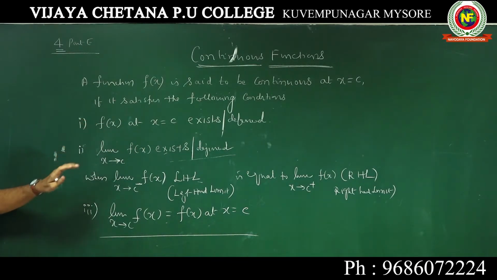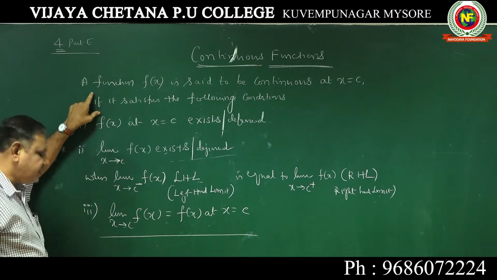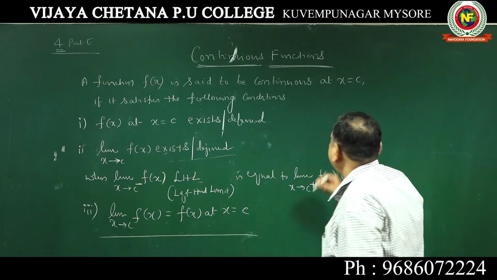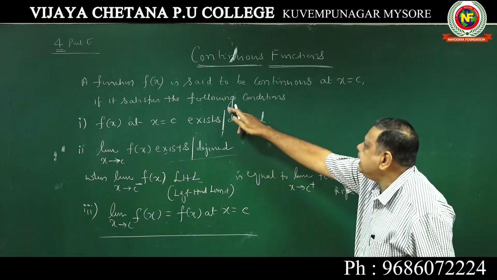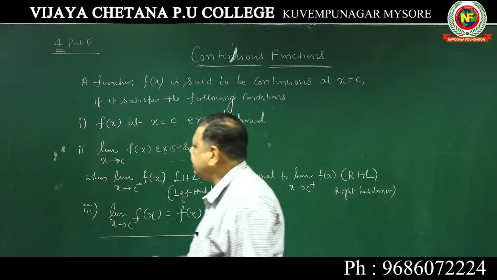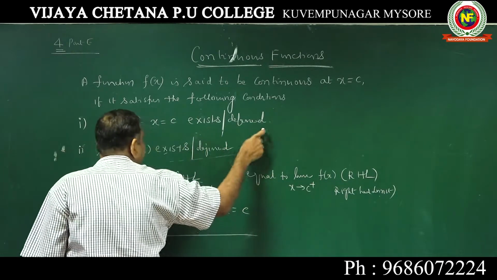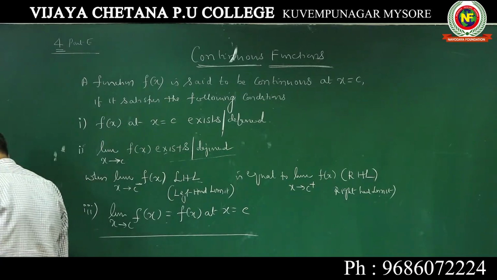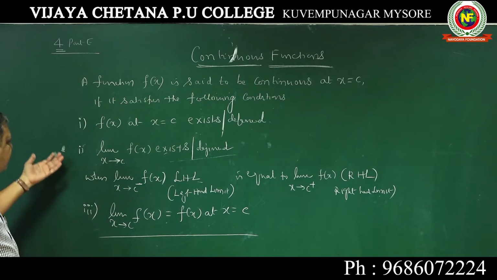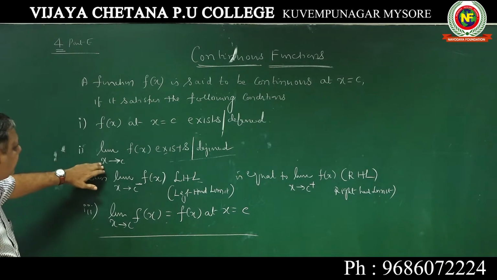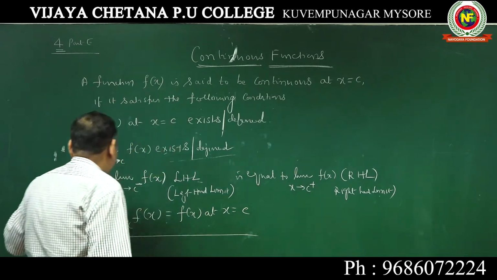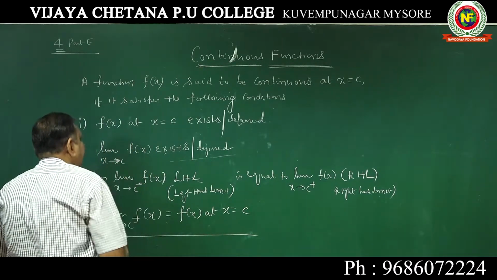Once again I will read all the conditions. A function f(x) is said to be continuous at x equal to c if it satisfies the following conditions. First condition, f(x) at x equal to c exists, that is, it is defined. Next, the limit as x tends to c of f(x) exists. That means the limit must exist.